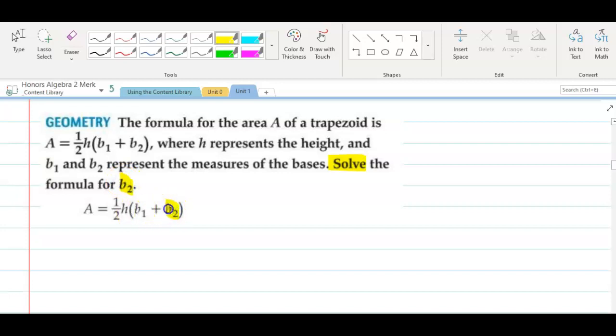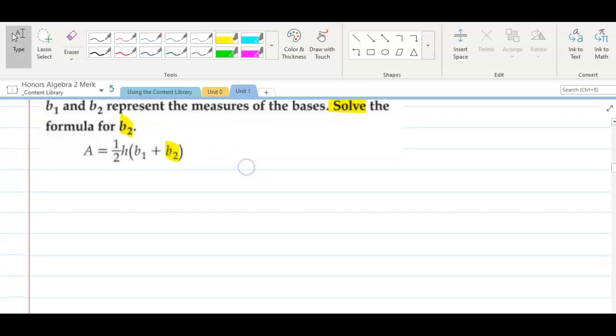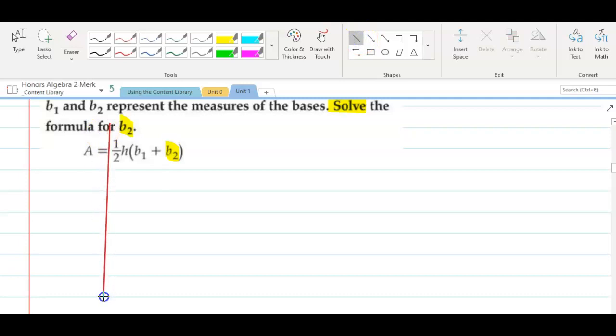I like to highlight B2 or whichever one it specifies. Again, I'm going to drop a line down the center. Maybe doesn't want to cooperate today. There we go. Next, I need to get this variable by itself. Notice B sub 1 and B sub 2, those are different because of those small subscripts. That means they're different letters.